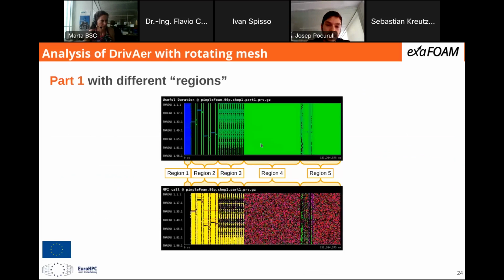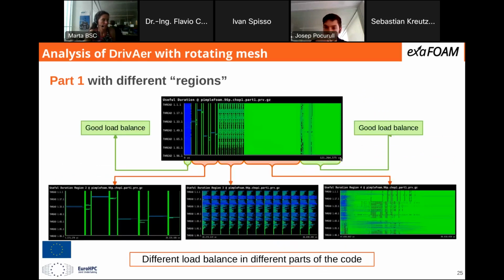Here we see that, focusing only on part one, this part is divided into different regions. We were able to identify 5 different regions. Analyzing the load balance, we saw that the first region and the last region had a good load balance. So we focused on the 3 middle ones, regions 2, 3, and 4.